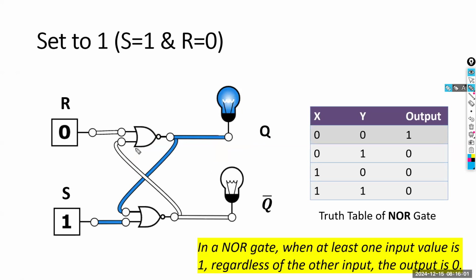To understand this, you need to remember the truth table of NOR gates because these are 2 NOR gates. This is the truth table of a NOR gate, not the truth table of this latch. You know that in NOR gates, when both inputs are 0, the output is 1 because 0 plus 0 is 0, 0 bar is 1. In all the other cases, it is 0 because when at least one input is 1, the OR output is 1, then negated, it becomes 0, because this is not an OR gate, this is a NOR gate. Clearly you can see that when at least one input is 1, the output is 0.